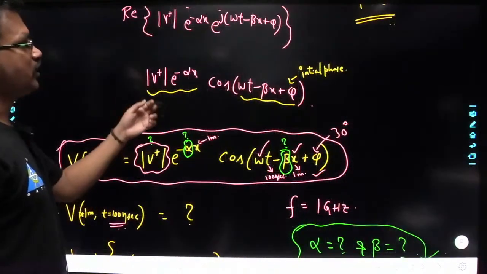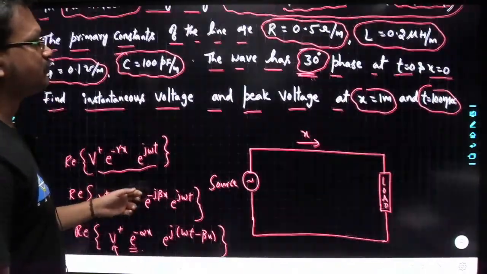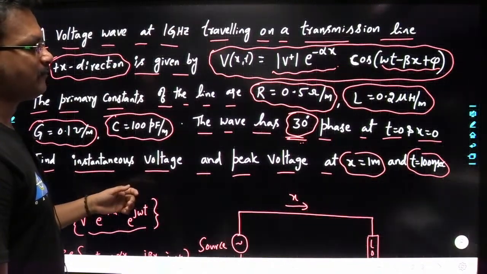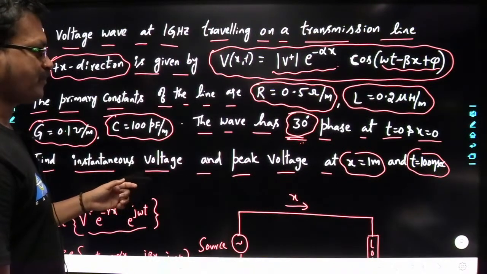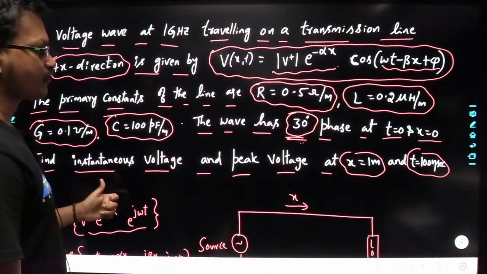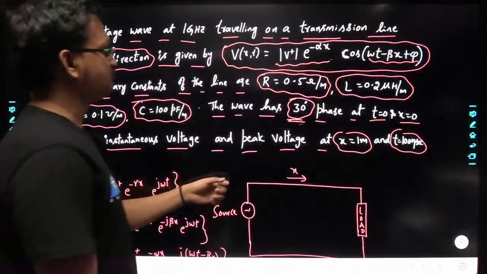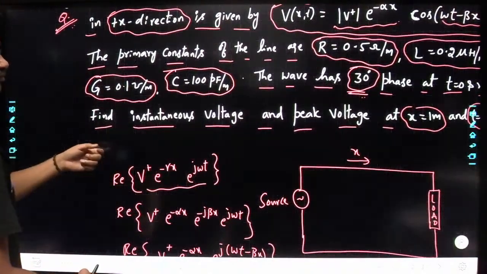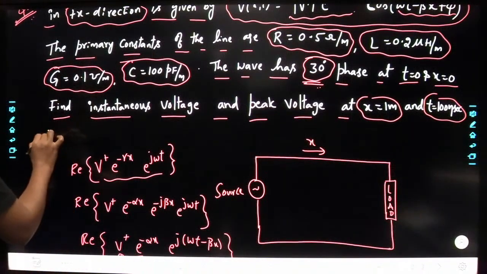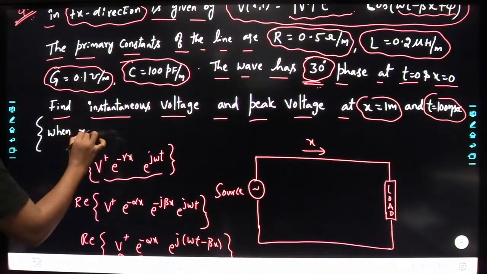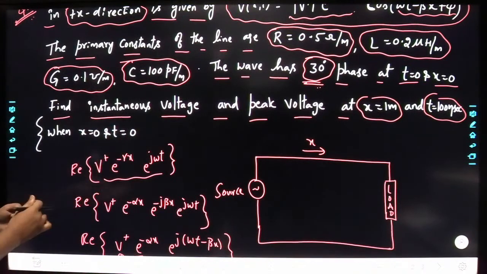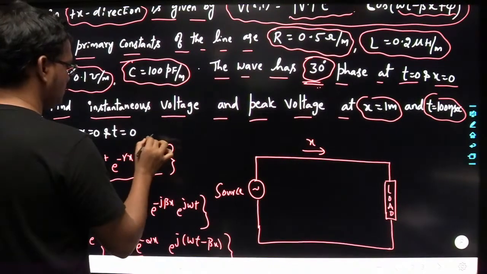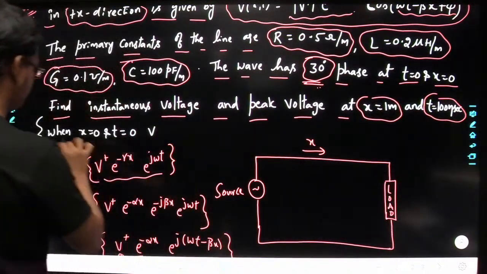Now here they have given one more clue. In the problem you have to add one more thing here. I think I have missed that one. So just add one more thing. Write down this one: when x equal to 0 and t equal to 0.